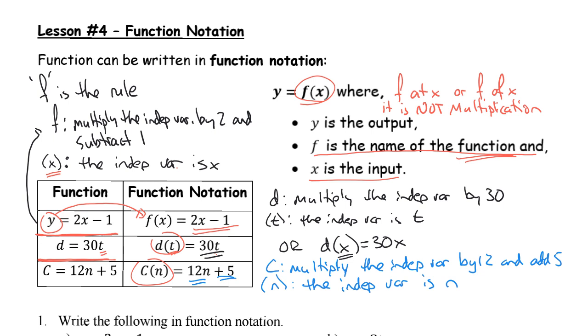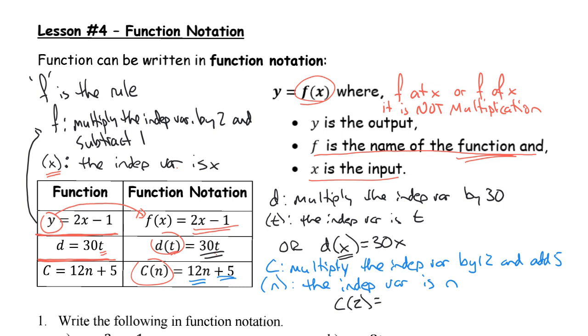But then I could change this, for example. I could change the notation here to be something very specific. I could write, for example, c of 2. And so now what I'm doing is being very specific with the value of the independent variable. So c hasn't changed.